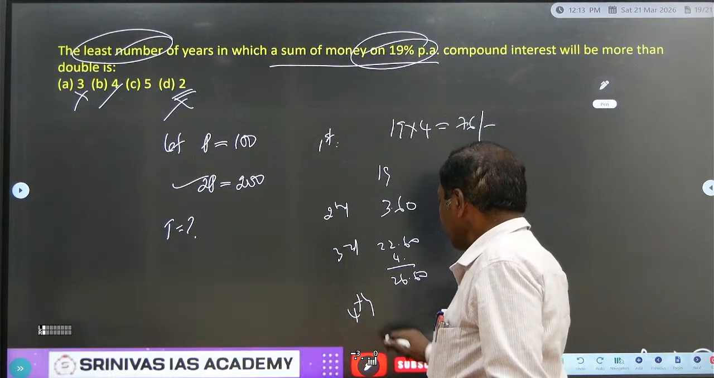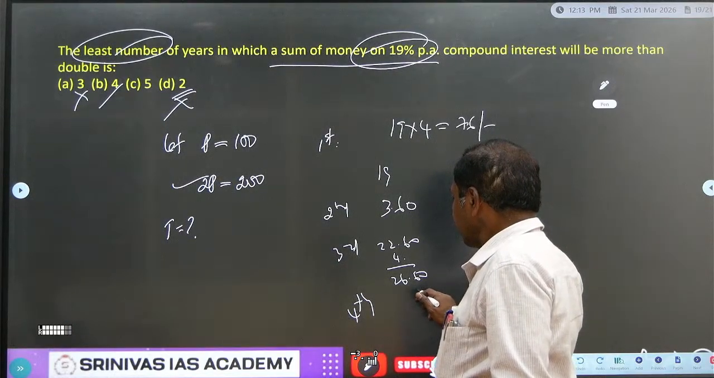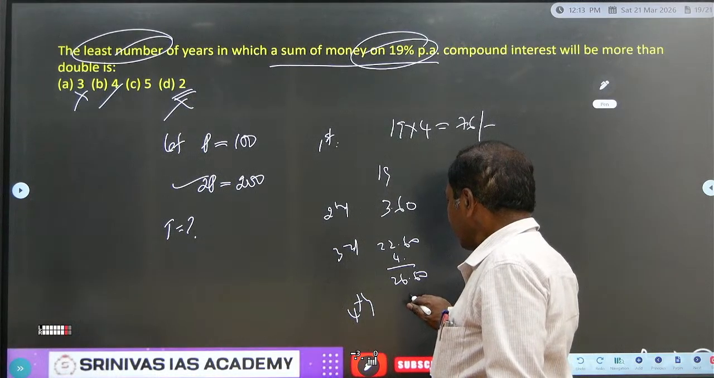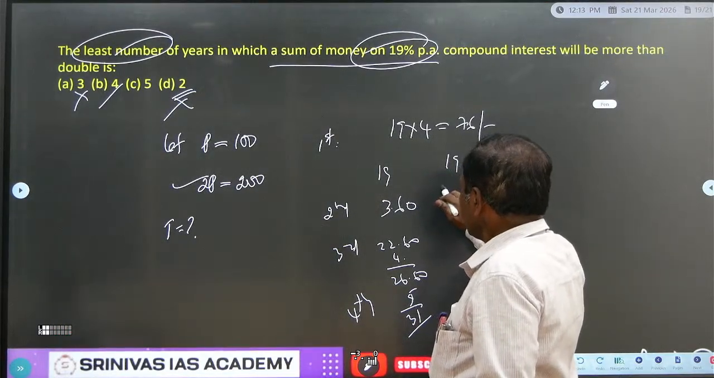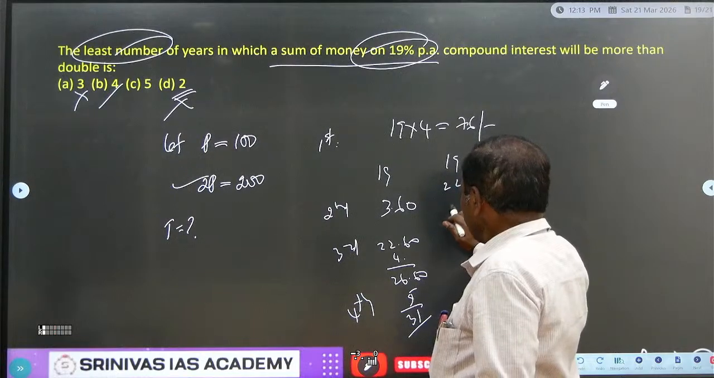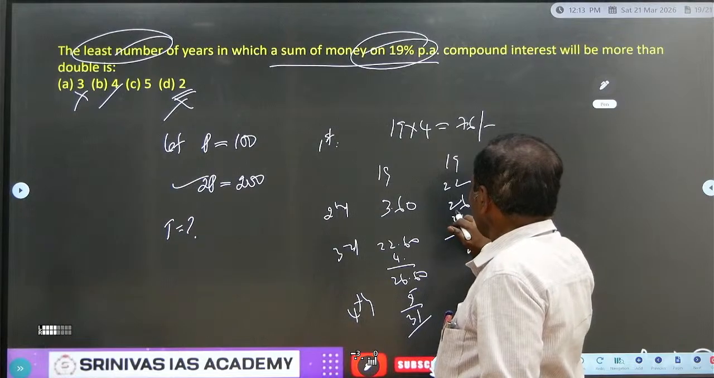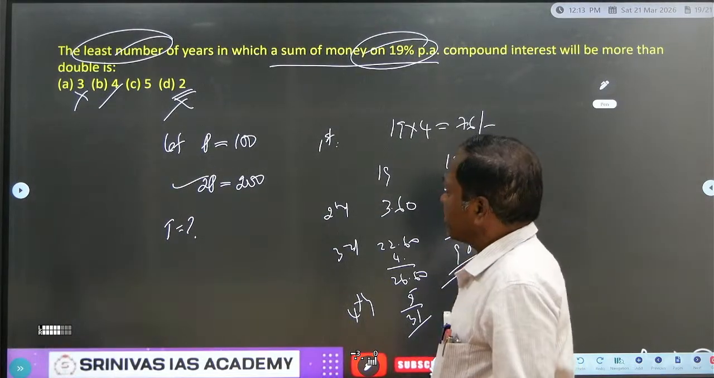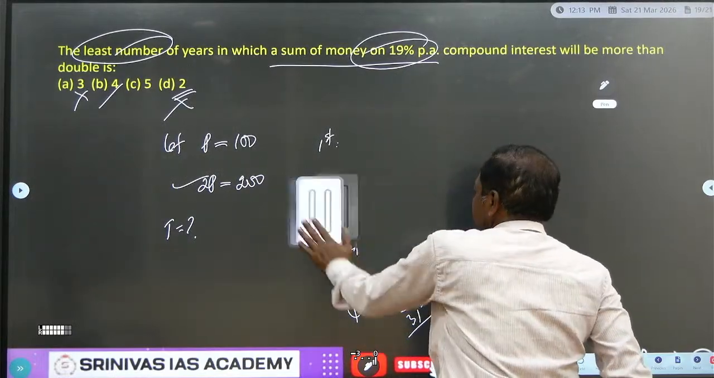Fourth year is what? Approximately 31 rupees it will come. It means 19 plus 22 plus 26 plus 31, 98 rupees it will come. It means 4 years exactly. Close to 4 years, that's it.